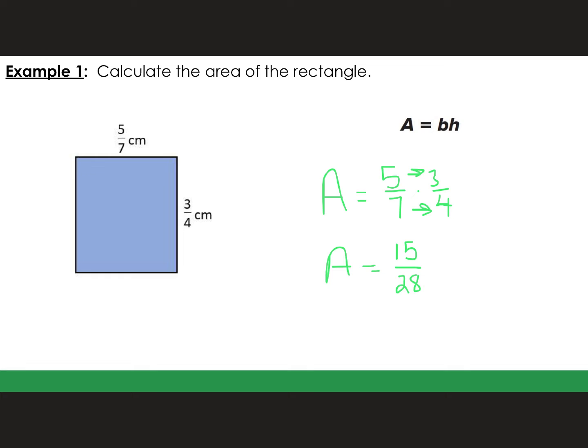When we have units for area, they will always be squared. So area is always squared, centimeters squared.